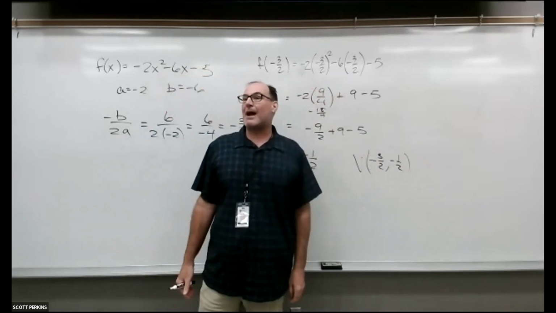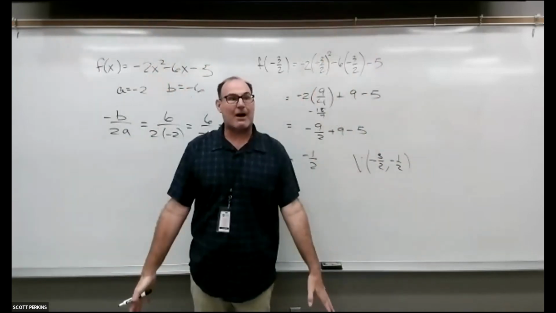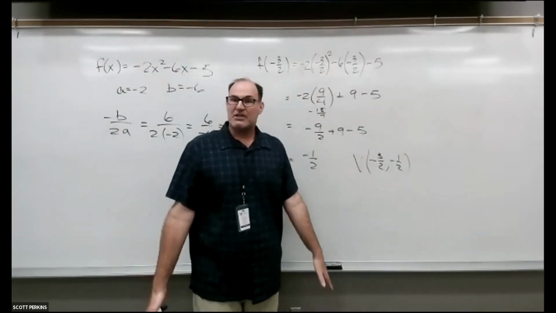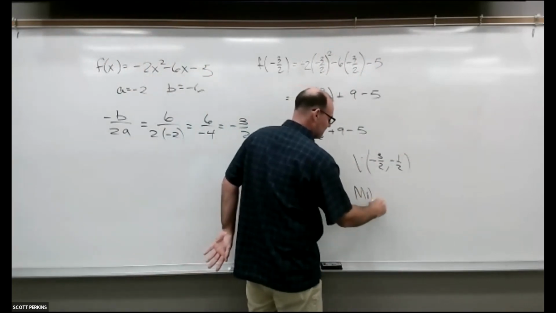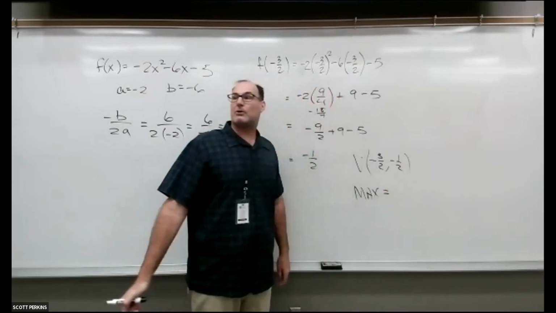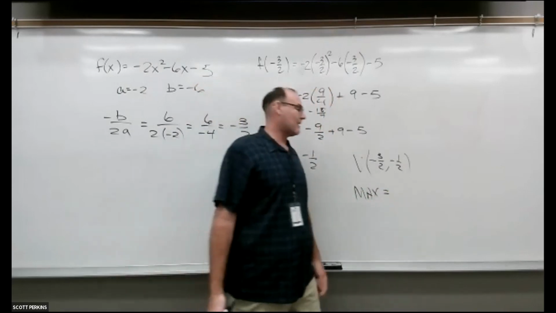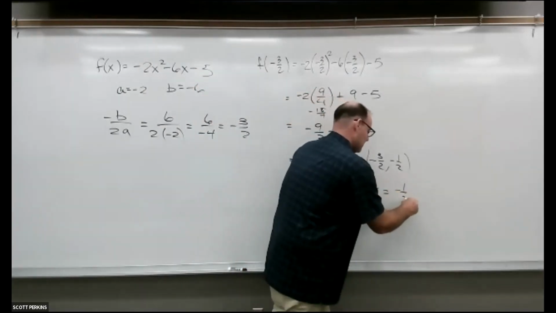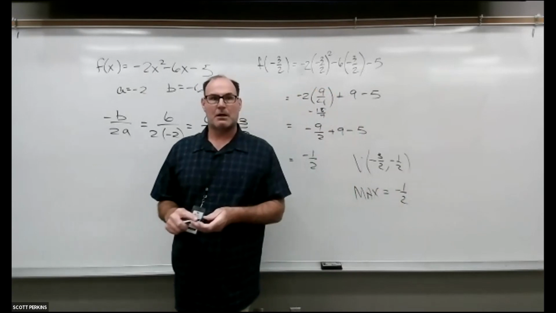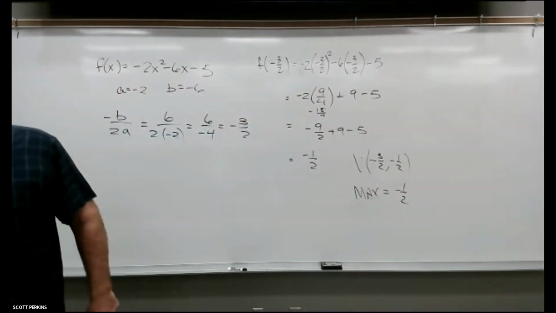So which way does this parabola point? Does it point up or does it point down? It points down. So since it points down, that means it's going to have a maximum. And what is that maximum value? The largest value is going to be just this largest y value right here, negative 1/2. Doesn't seem very large. All right, that is the end of that.